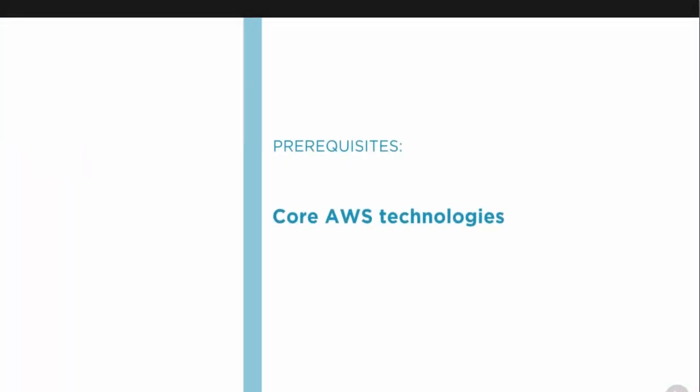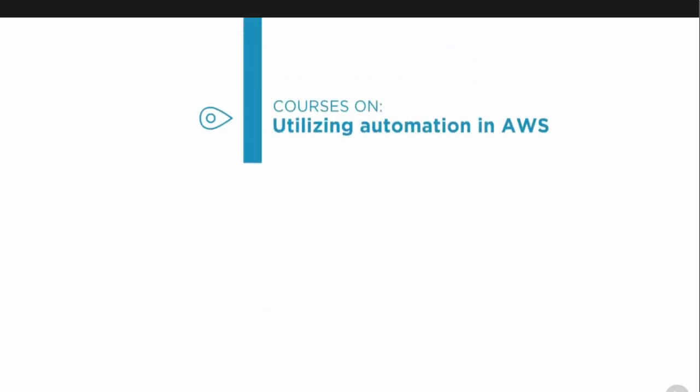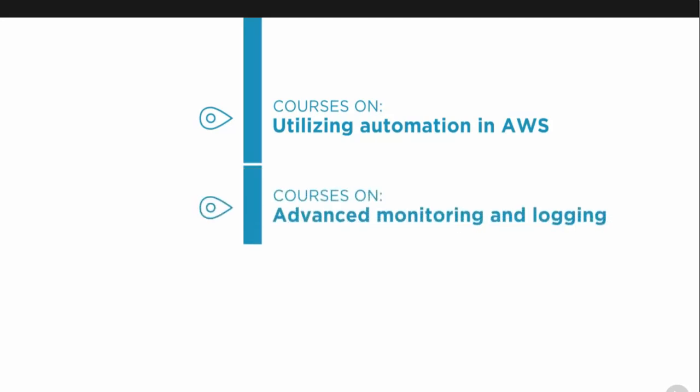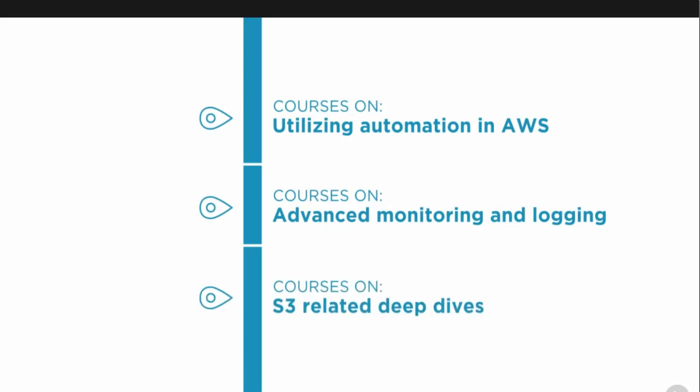Now, before beginning, you should be familiar with some of the core AWS technologies, such as IAM, CloudWatch, and S3, for example. From here, you're really going to start feeling comfortable diving into automation-related deep dives with courses on utilizing automation in AWS, maybe looking at more advanced monitoring and logging specific to your needs, or even S3-related deep dives.